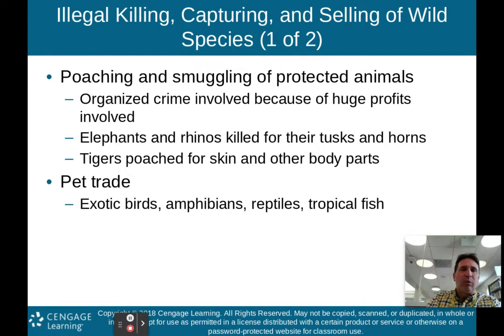All right, so we now move on to talking about the illegal killing, capturing, and selling of wild species. So again, when we talk about sustaining biodiversity, we talk about invasive species, pollution, and resource use, but we also talk about how humans are affecting it, not necessarily through pollution, but by actually killing, capturing, and selling these wild species, which unfortunately is leading to many of them becoming endangered.